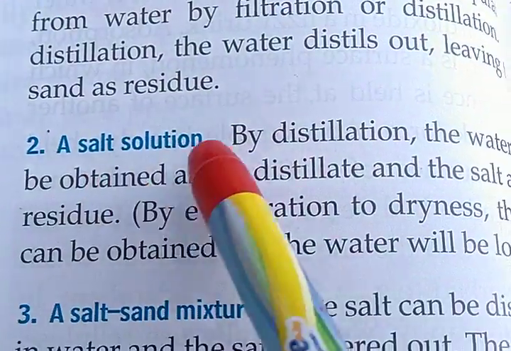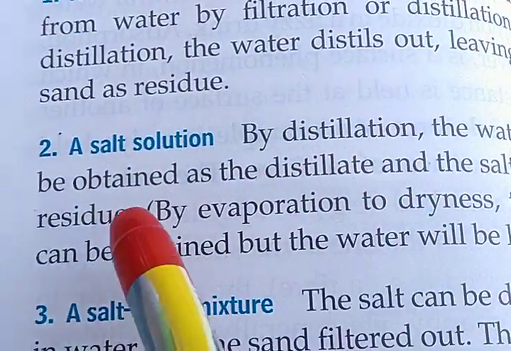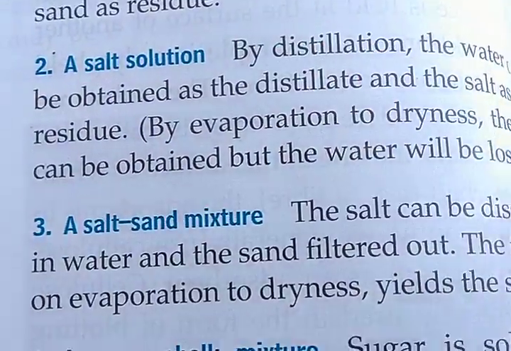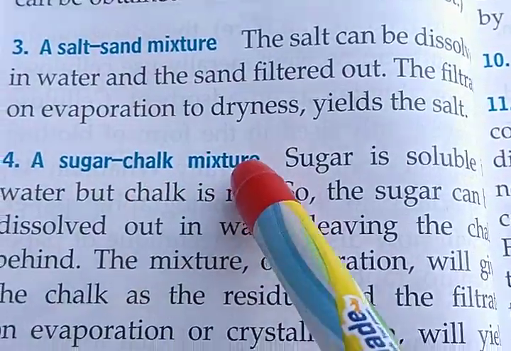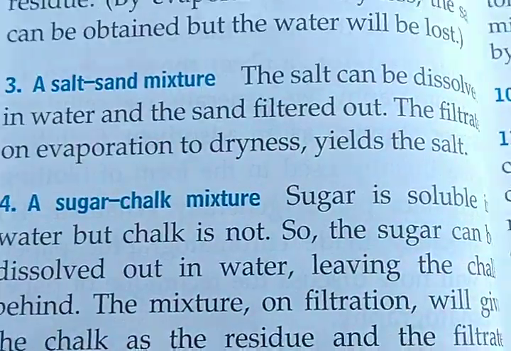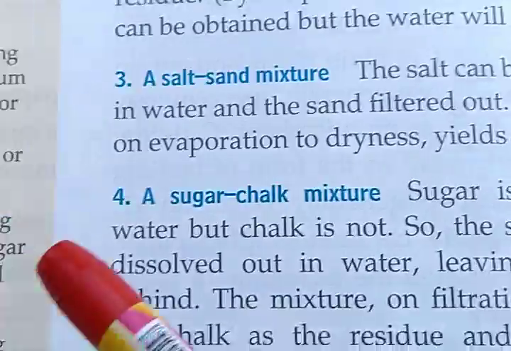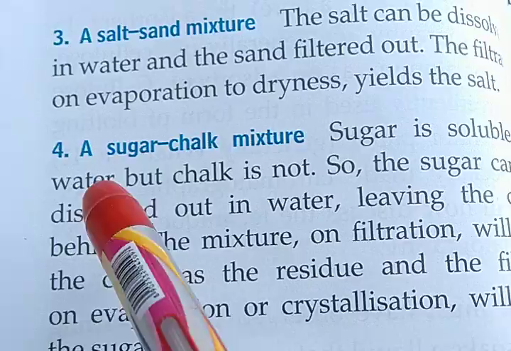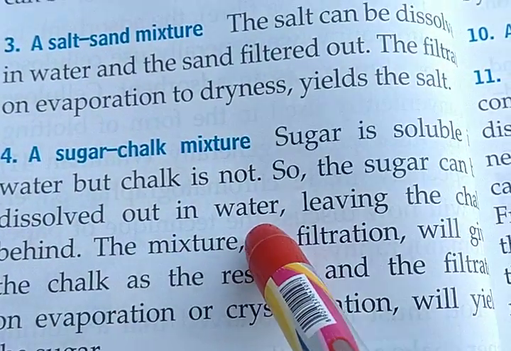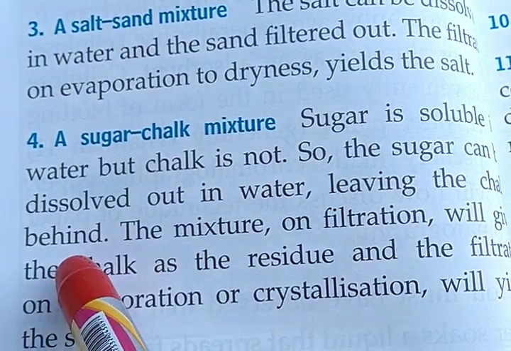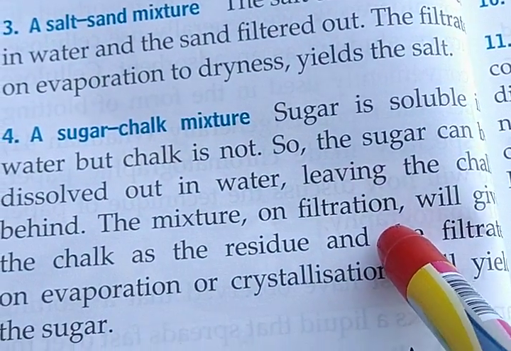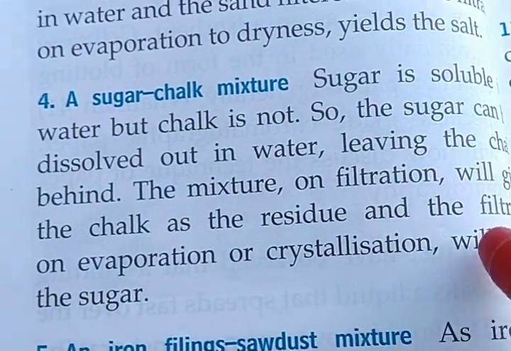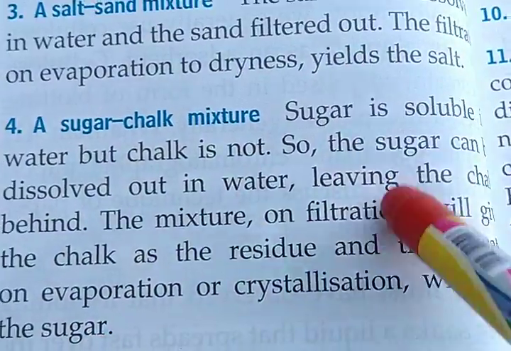A salt solution. By distillation, the water can be obtained as the distillate and the salt as residue. Next, a sugar-chalk mixture. Sugar is soluble in water, but chalk is not. So the sugar can be dissolved out in water, leaving the chalk behind. The mixture on filtration will give the chalk as a residue, and from the filtrate, by evaporation or crystallization, we will get sugar. What is the process?